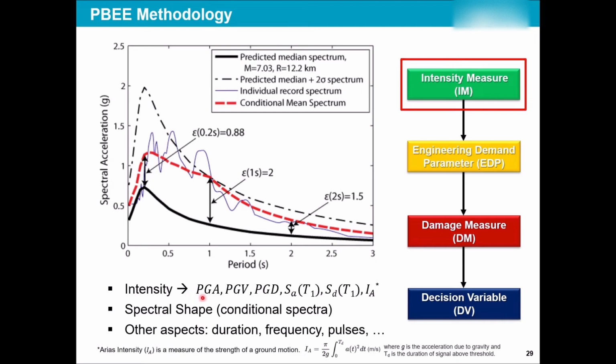For example, peak ground acceleration, peak ground velocity, peak ground displacement, spectral acceleration at T1, spectral displacement at T1, Arias intensity, and the newer intensities, and all of these were based on reality. So the spectral shape, the conditional spectrum, the frequency and duration of the earthquakes were considered in them.